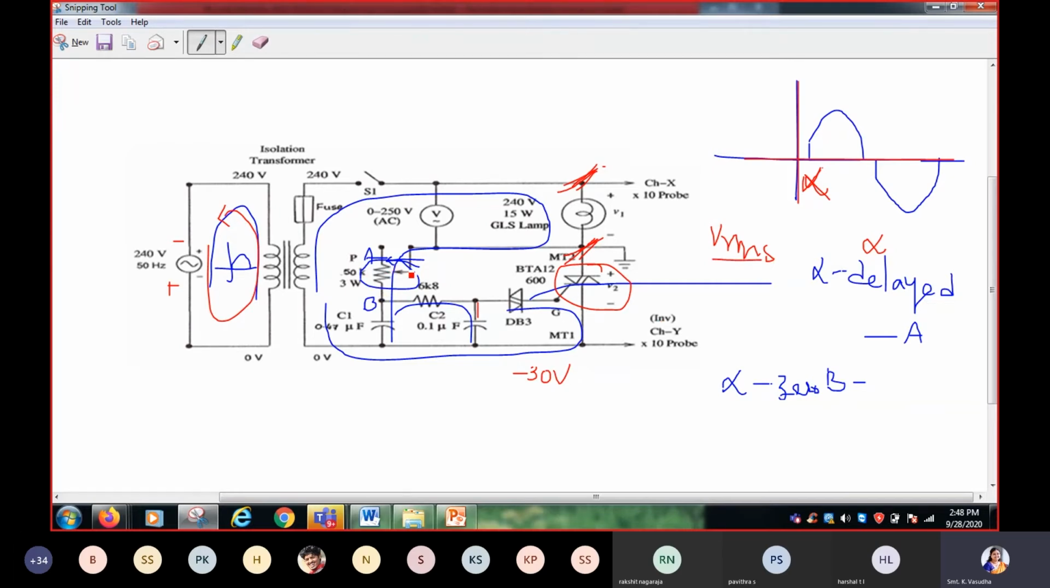We will vary the rheostat from B to A. When the rheostat is placed at position B, note down the value of alpha from the CRO and VRMS from the multimeter. Then vary the rheostat away from B towards A, and you will get one more value of alpha from the CRO and note down the VRMS value from the multimeter. You will get a better idea when you see the simulation next week.